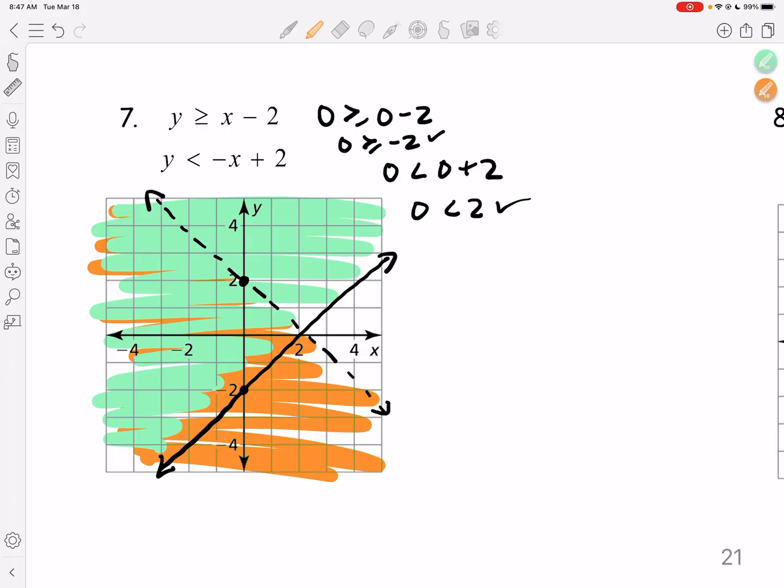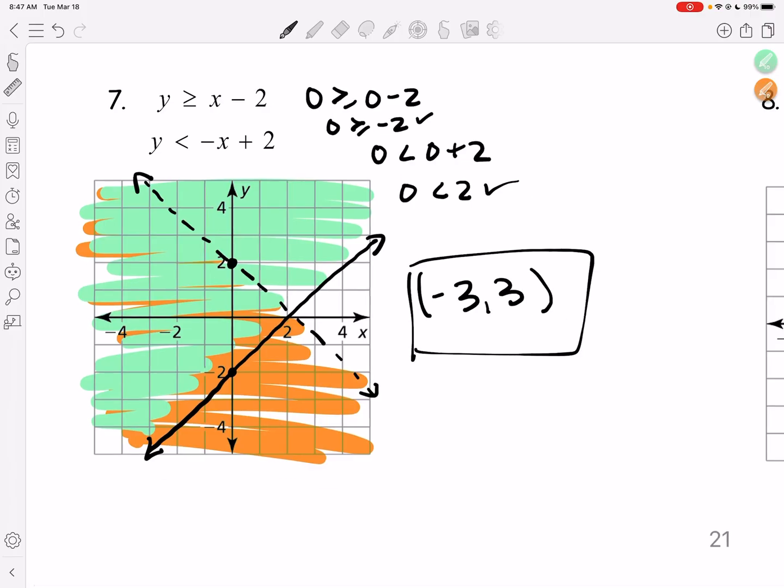And I can pick any point in the region that is shaded by both of these over here on the left. So I'm going to pick the point negative 3, 3. And you're done. And again, if you'd rather pick a different point, that is fine with me.